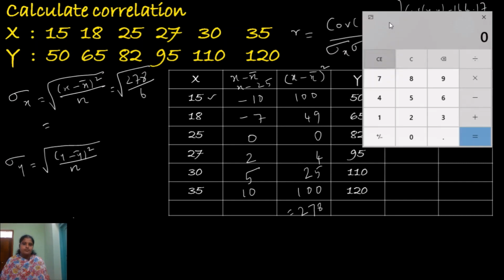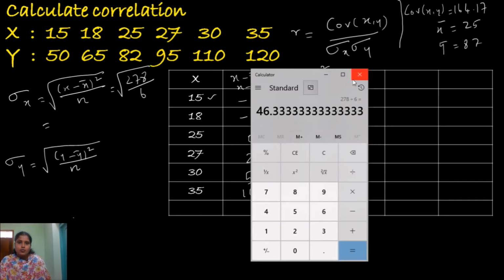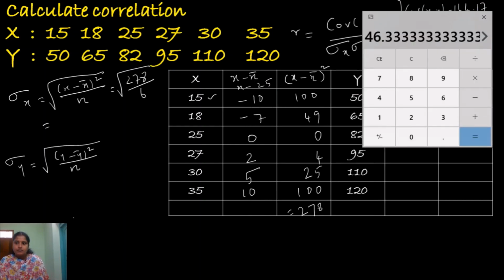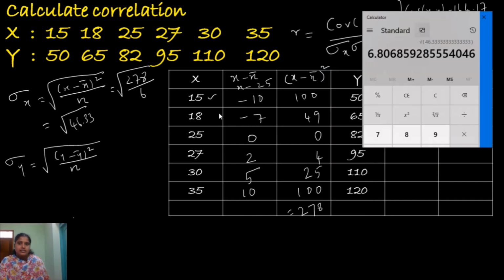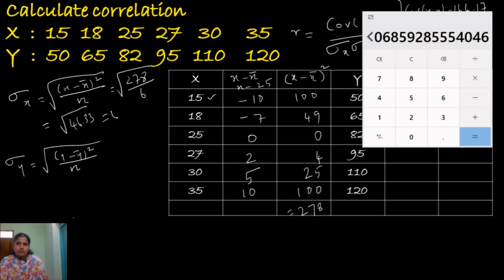So when we divide 278 by 6, we get 46.33. If we take the square root of this value, we get 6.807. I have to take up to 3 decimal places, so the standard deviation of x is 6.807.